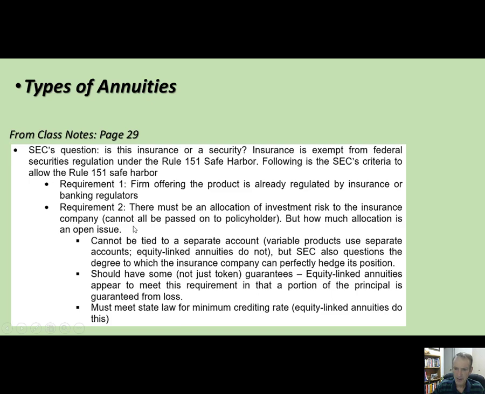The second one is there must be an allocation of investment risk to the insurance company. It can't just be passed through. So I talked about with variable life insurance, variable annuities, whatever the mutual fund makes, that's what the policyholder gets. So the question here is, how much risk is a life insurance company doing? And again, it's not a perfect match, but it's a very, very close match. It sure looks like the insurance company is passing through this return from the securities that they purchase.